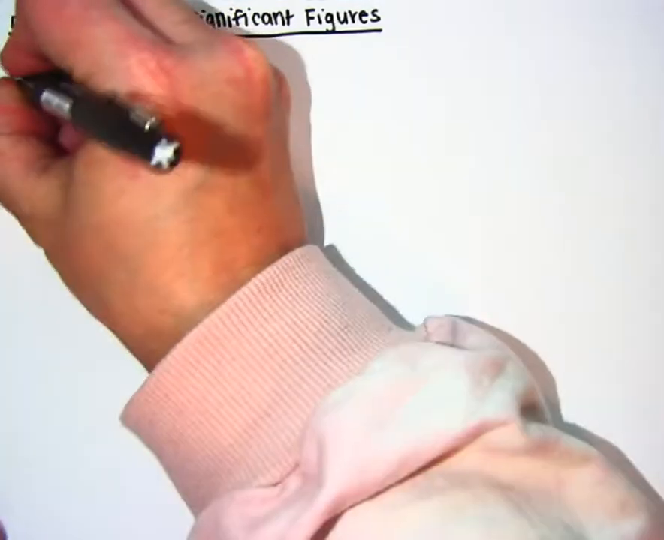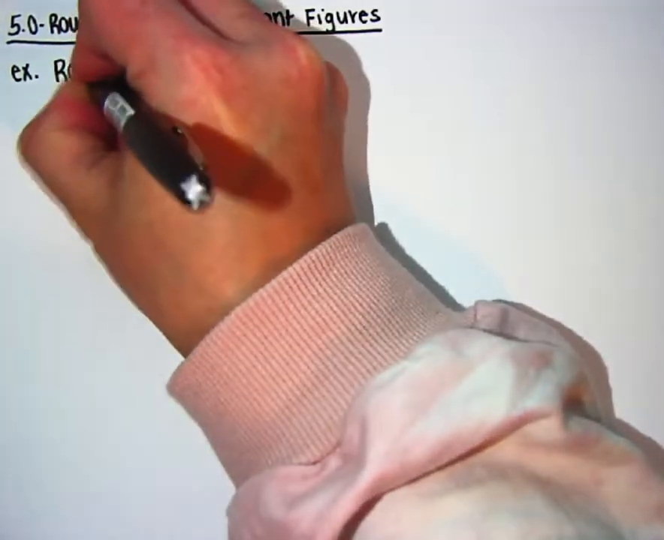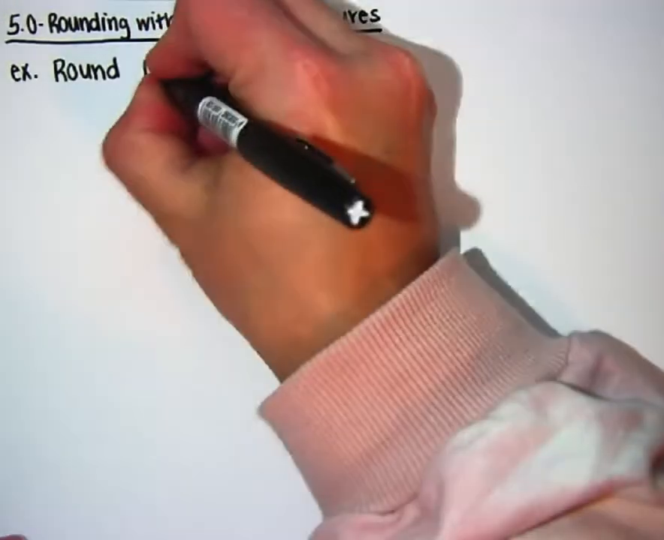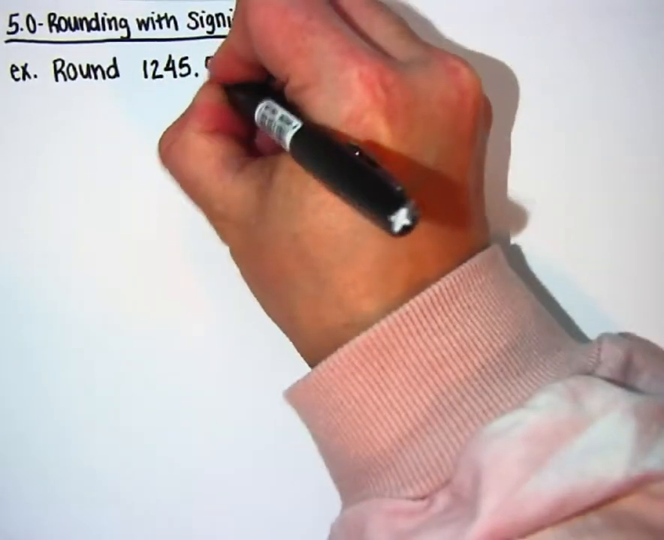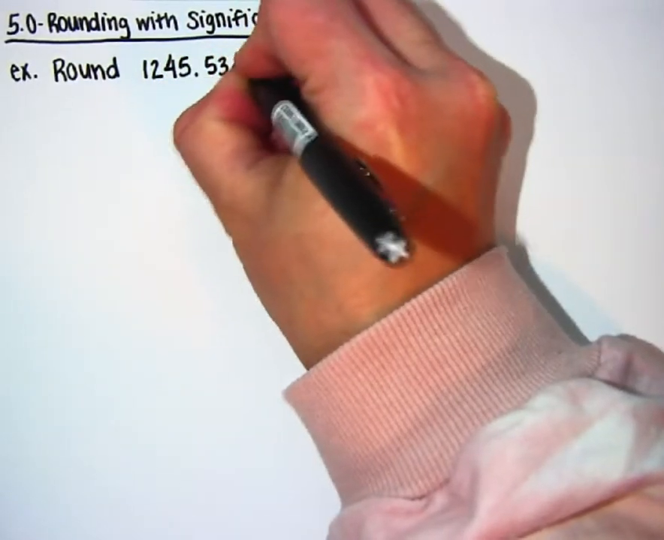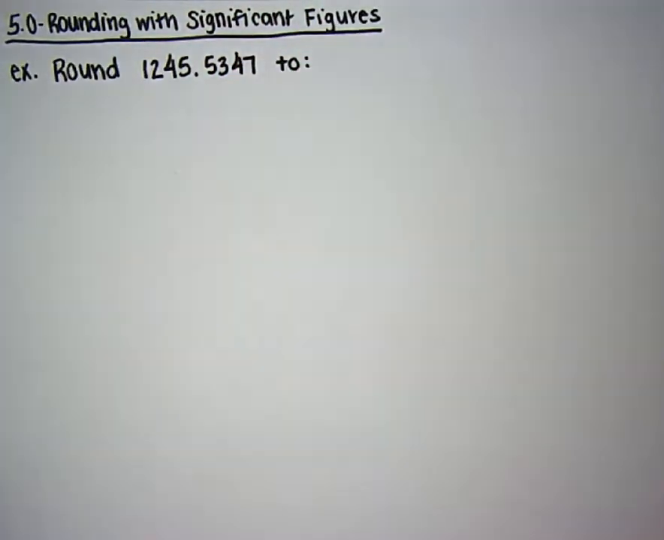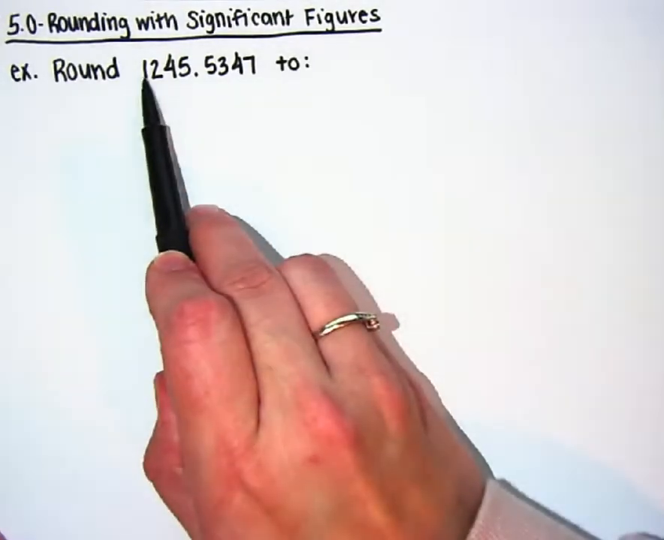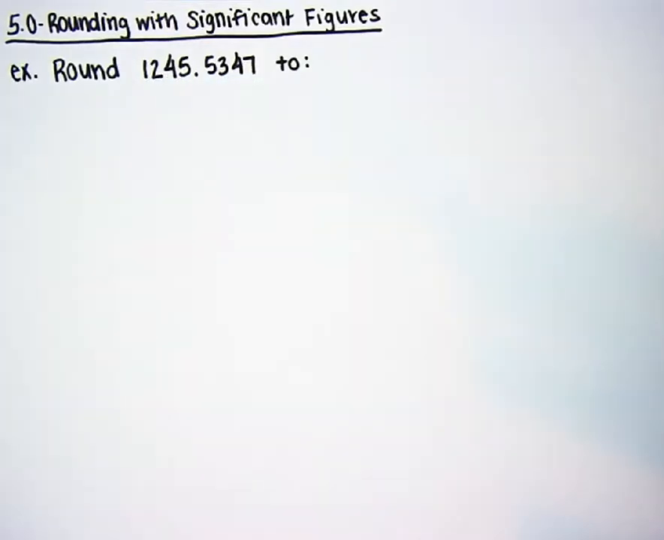So we're going to start with an example problem. Let's say I gave you a number. You did a calculation and your calculator spit out this number and it has a whole bunch of digits. We're going to practice rounding this number. We know that all non-zero numbers are significant. So I have 1, 2, 3, 4, 5, 6, 7, 8. Right now there would be 8 significant figures in this number.